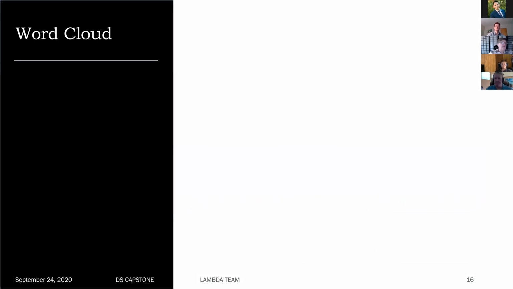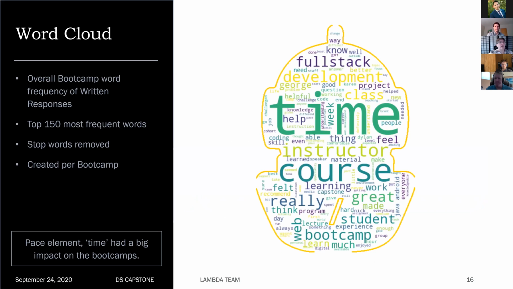Next, we have a method to visualize term or word frequency in the written responses called a word cloud. This image is a collection of the top 150 words throughout all student written responses for all boot camps through all the years. Non-sentiment words, what are called stop words, are removed. Examples of these are the, I, and numbers. Over the next 3 slides, we created a word cloud per boot camp. One takeaway here, though, is time was mentioned often.